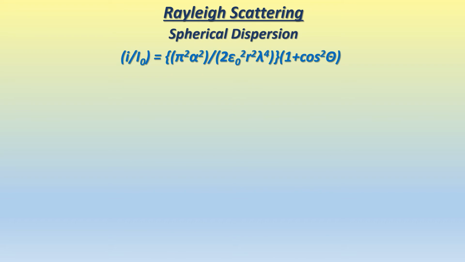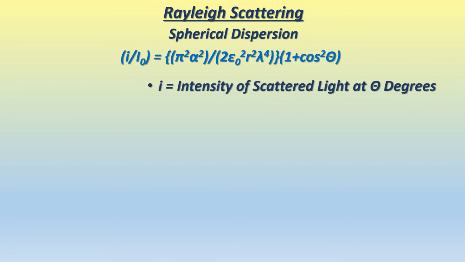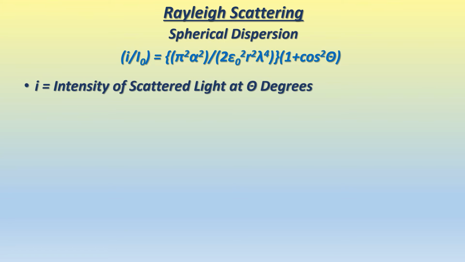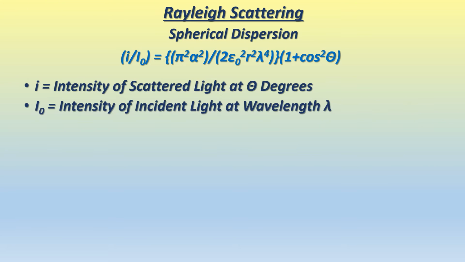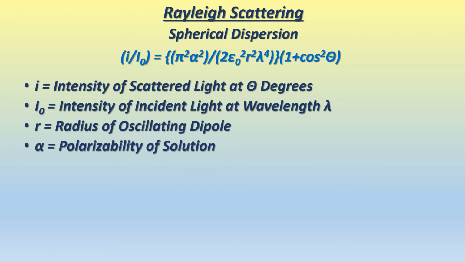So you get the following relationship where I is the intensity of light scattered at whatever theta degrees one is measuring at. I0 is the intensity of the incident light at a wavelength lambda. R is the radius of the dipole, in this case, the size of the molecule. Epsilon 0 is the permittivity of a vacuum. And alpha is what's called the polarizability of the solution. How easily is it affected by light or any oscillating dipole?